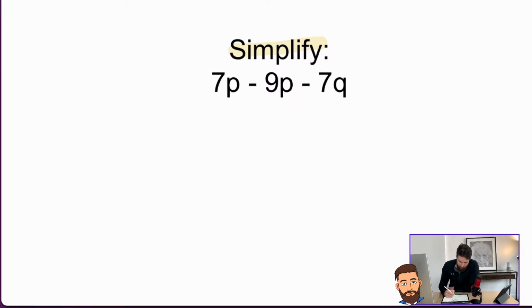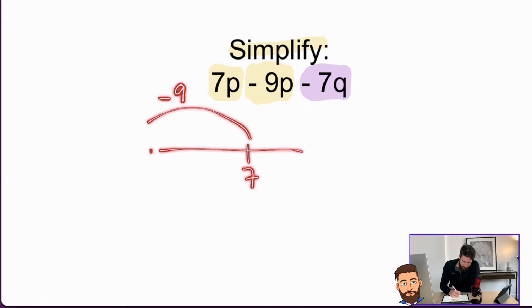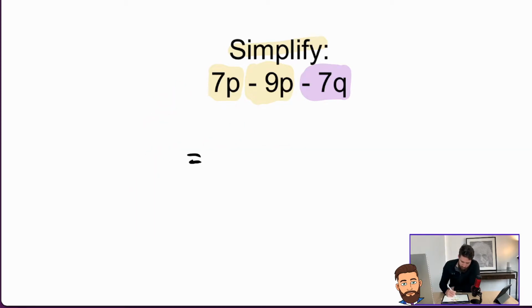I need to look for like terms. Well, I can see this p and this p are like terms, and this q is a different term because it's a different letter. So if I simplify this, I can do this expression here, 7p take away 9p. Well, if I'm at 7 and I take away 9, it's going to get me down to minus 2. So this answer will be minus 2p, and then this could not be collected with anything else because it's on its own, so it's just the minus 7q.